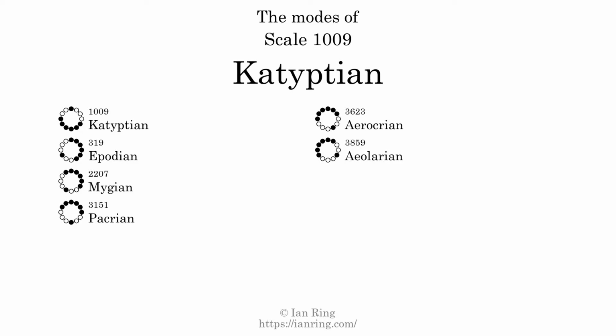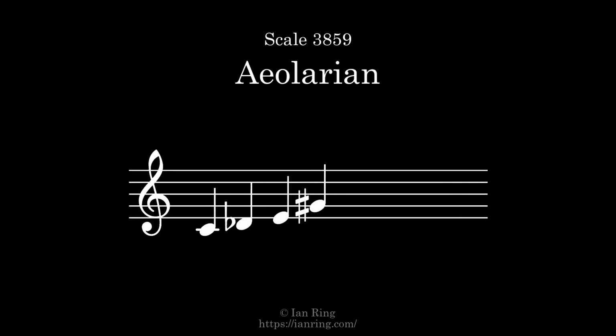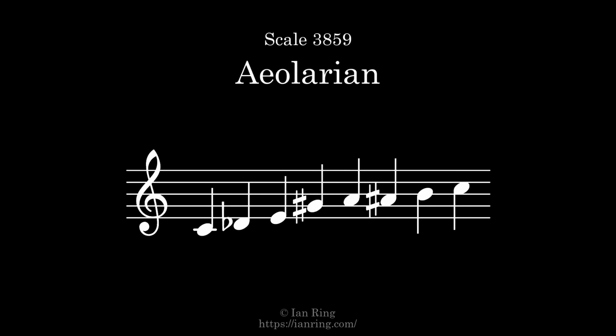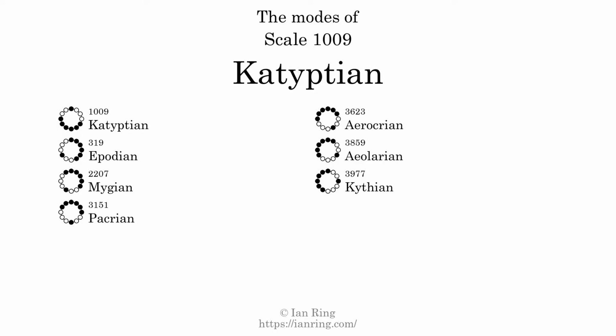The sixth mode is scale 3859, also known as Eulerian. It sounds like this. The seventh and last mode is scale 3977, also known as Katyptian. It sounds like this.